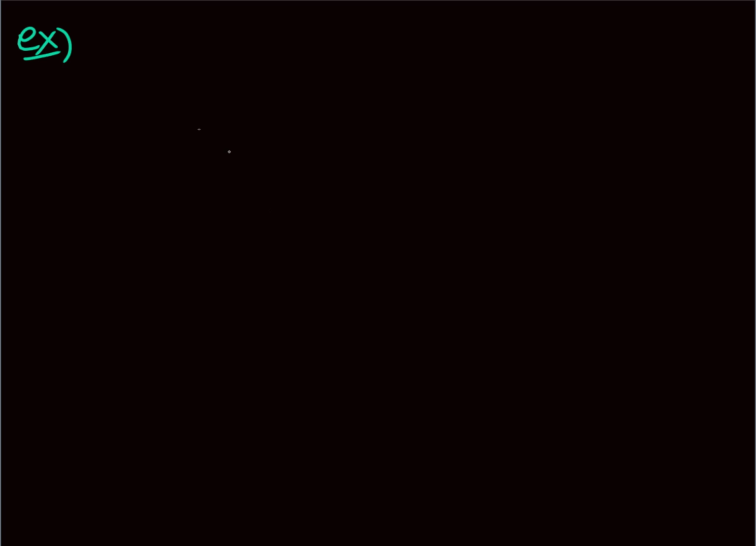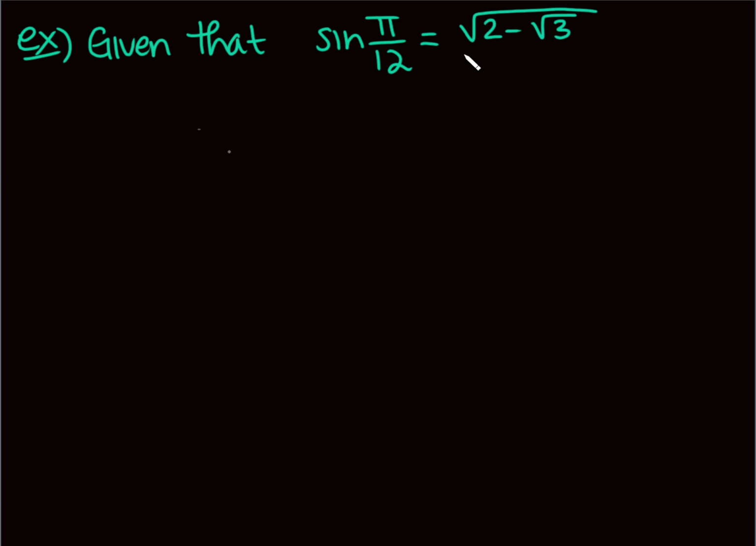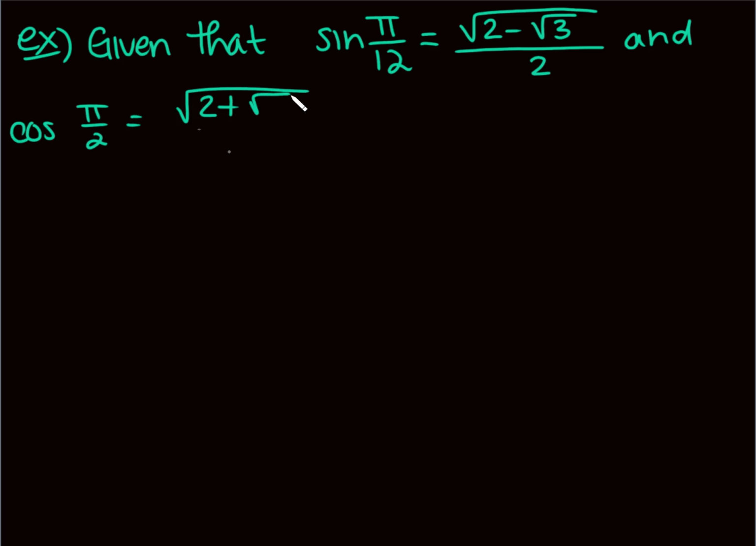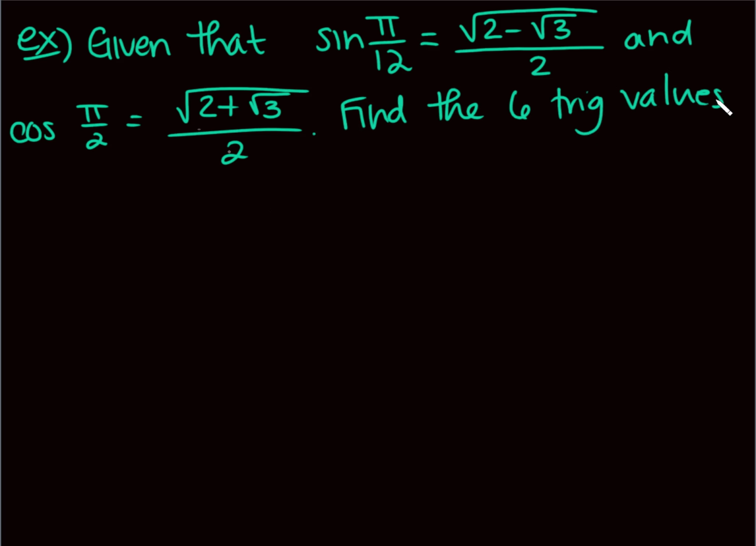So given that, this one's a little bit crazy, let's say that the sine of pi over 12, which we know we can find using the sum and difference formulas, is 2 minus the square root of 3 all over 2, and then the cosine of this is going to be 2 plus root 3 all over 2. Because we know those, let's find the 6 trig values of 5 pi over 12.